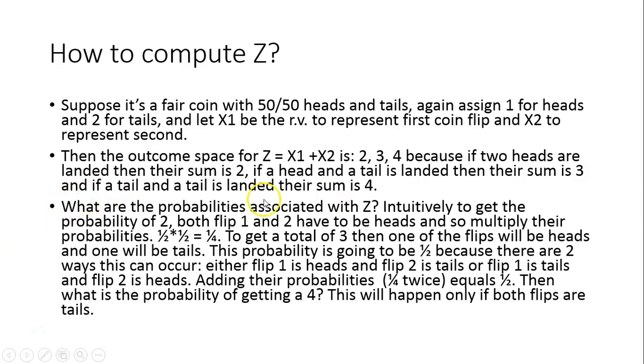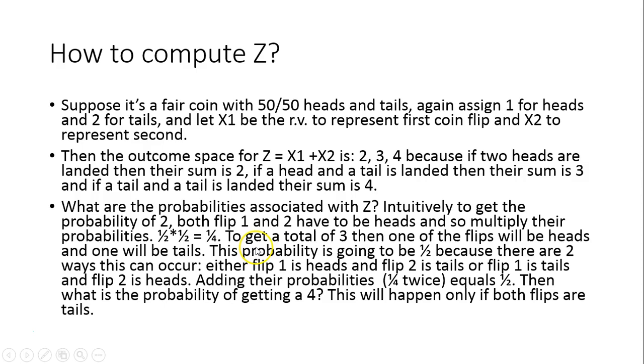What are the probabilities associated with z? Intuitively, to get the probability of 2, both flip 1 and flip 2 have to be heads. And so multiply the probabilities together, like this: 1/2 times 1/2.